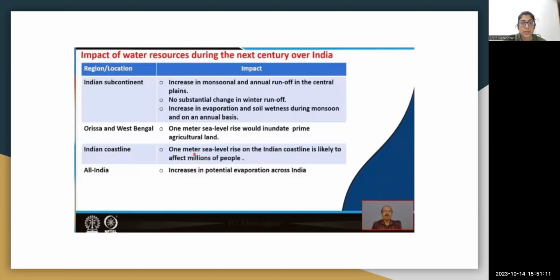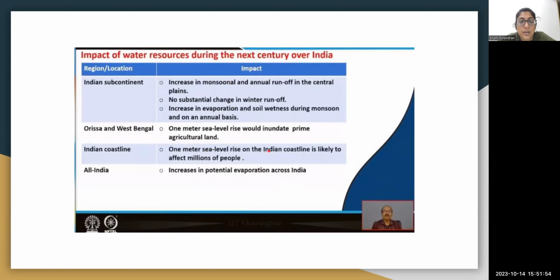So over the next century in India, India is going to experience sea level rise along the Indian coastline, not only in Orissa and West Bengal, but also along the majority of the Indian coastlines. There won't be much change in winter runoff. Again, this is because the precipitation is going to be very much reduced during the winter period. Although annual rainfall in the central plains is going to increase, evaporation is going to increase. Potential evaporation across India is going to increase as a result of the increase in temperature. The rate of evaporation is also going to increase.